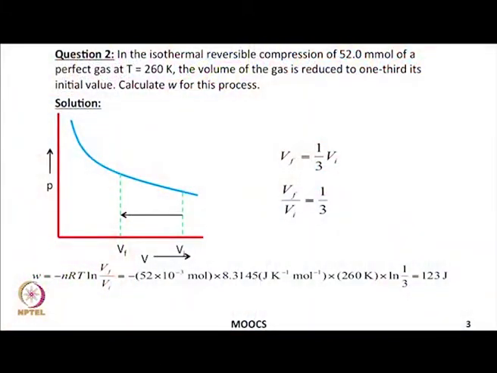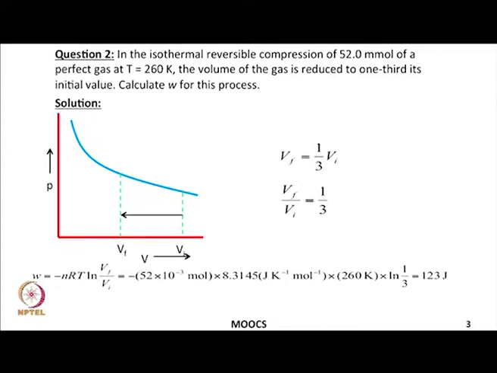So, here n is 52 into 10 raised to power minus 3 mole, and I will use the value of R in joules per Kelvin per mole, which is 8.3145, and temperature is 260 Kelvin, and then you use log 1/3, and after taking care of the units, the value of the work which comes out is 123 joules.